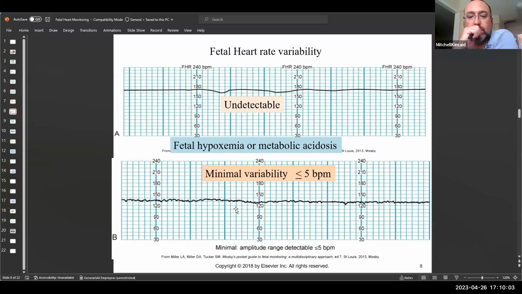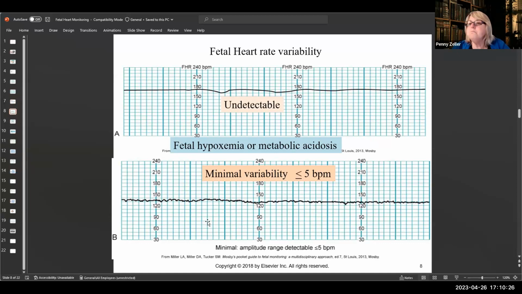So here are some pictures of undetectable variability. The heart rate is the same. It drops down here and here, but it's not changing. There's no variability. That's a bad sign. Fetal hypoxemia, a low oxygen level in the blood, can lead to metabolic acidosis.